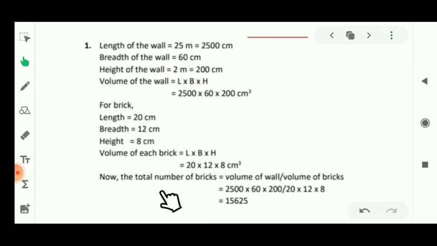In the last we have to find out the total number of bricks. It will be volume of the wall upon volume of the brick. Volume of the wall is this and volume of the brick is this. So we have to divide them. Its value will be 15,625. This will be the answer of question number 1.